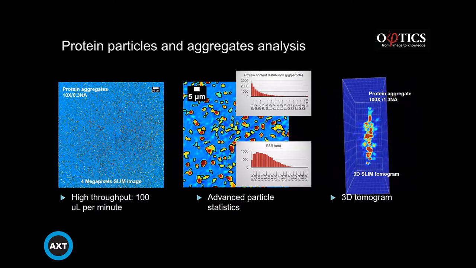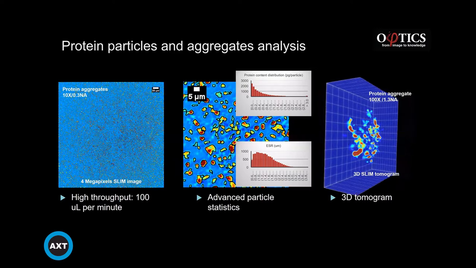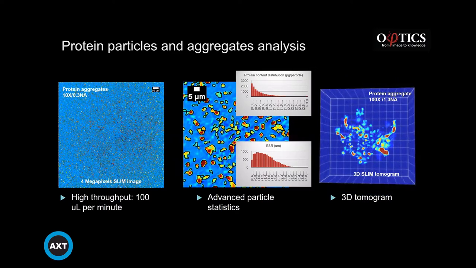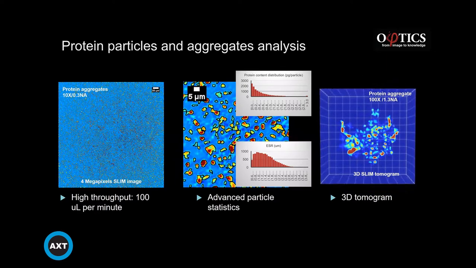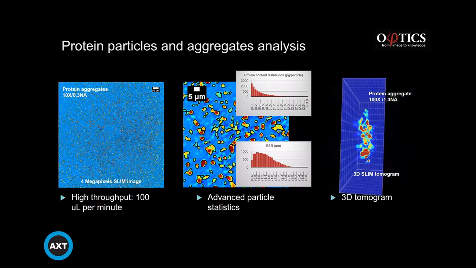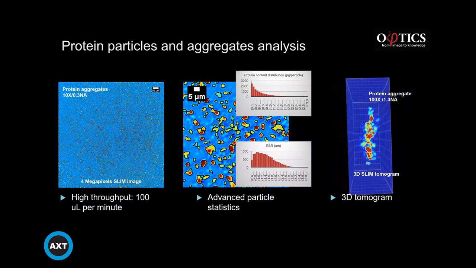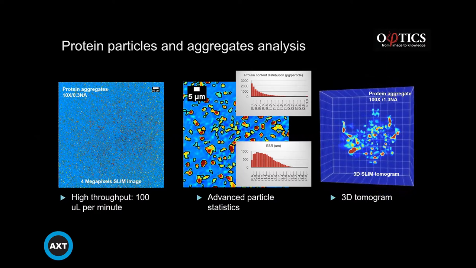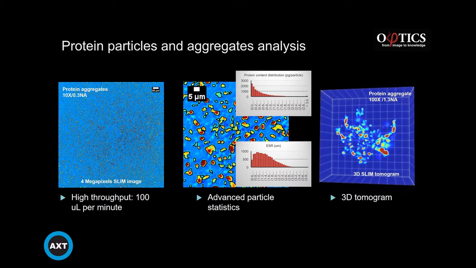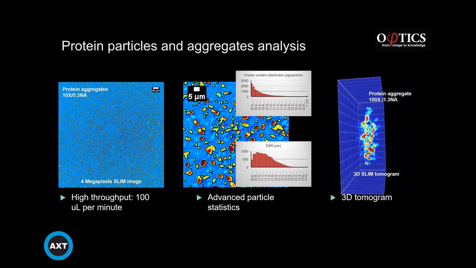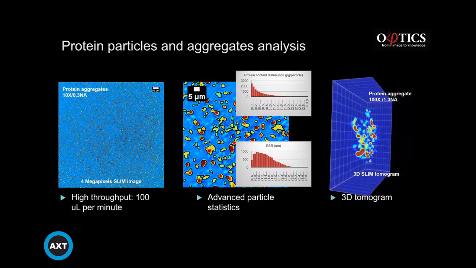Protein particles, I mentioned, a darling of the biopharma industry. These proteins are used to generate various drug treatments, and we can characterize with high throughput protein aggregates in various concentrations and various molecular masses. Advanced particle statistics are available, and also for the research-inclined scientists at the biopharma companies, the system, of course, can generate 3D tomograms so that they can, for example, look at the nature of construction of protein aggregates.